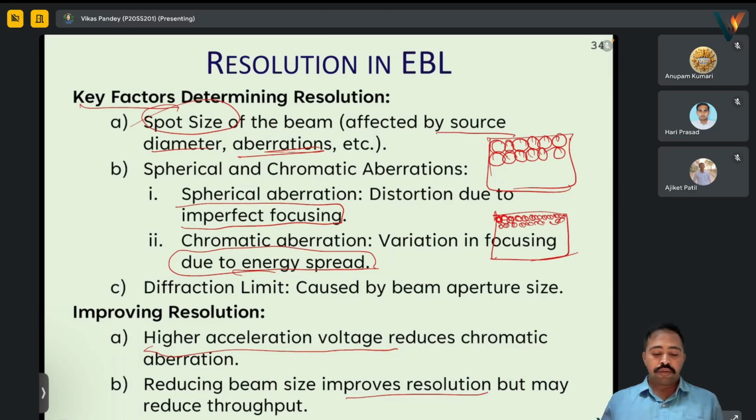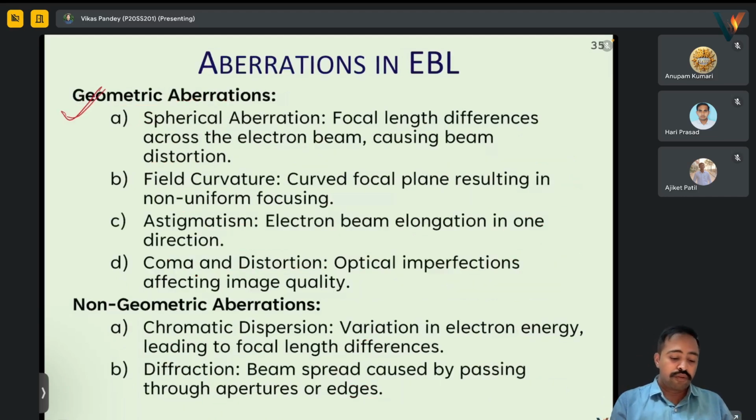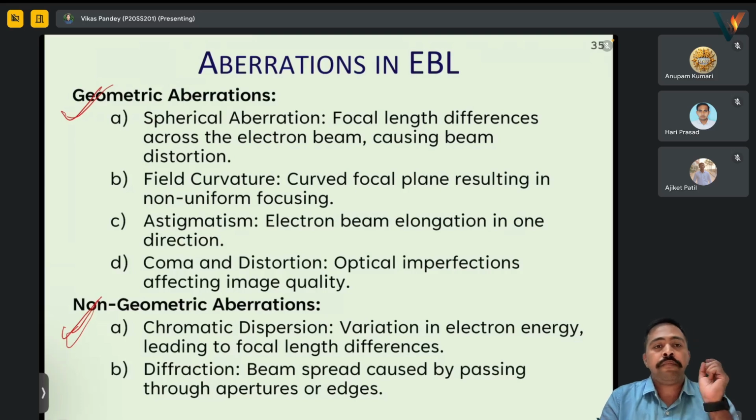So what are the aberrations that we see in the case of EBL? One is geometric, one is non-geometric aberrations. Geometric aberrations, by the name itself, you can understand, means where the geometry or the shape is disturbed. One is spherical aberration.